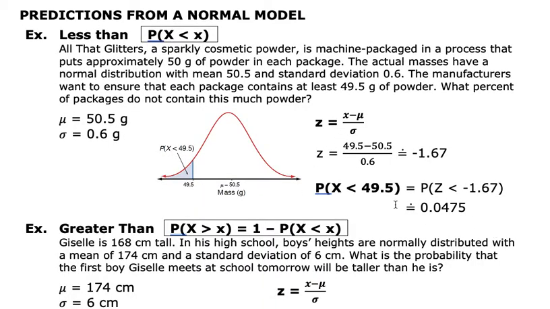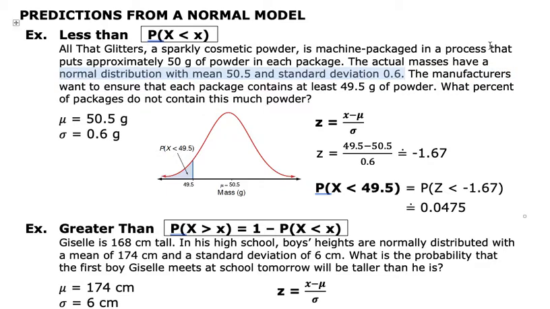So let's look at some scenarios. Predictions from a normal model. The probability that x is less than or equal to a particular value. So this is one case. All that glitters, a sparkly cosmetic powder, is machine packaged in a process that puts approximately 50 grams of powder in each package. The actual masses have a normal distribution with mean 50.5 and standard deviation 0.6.